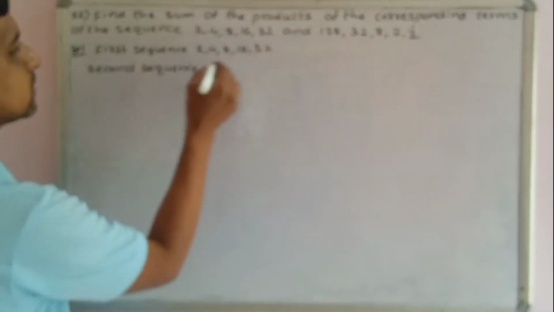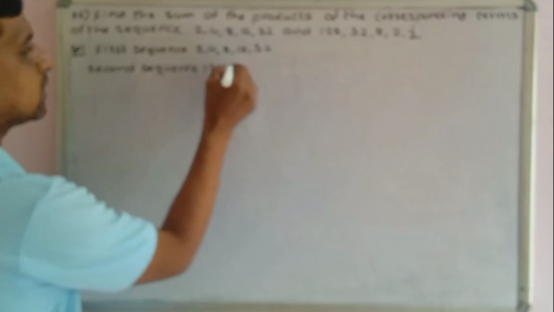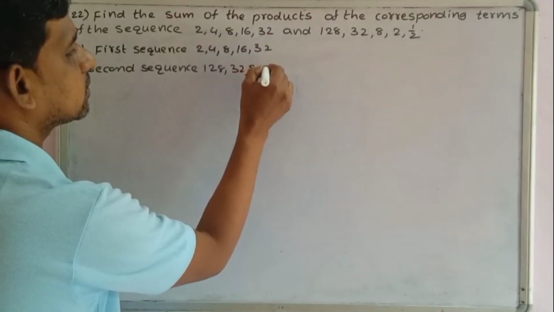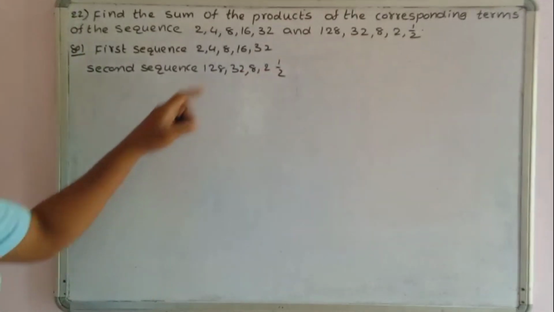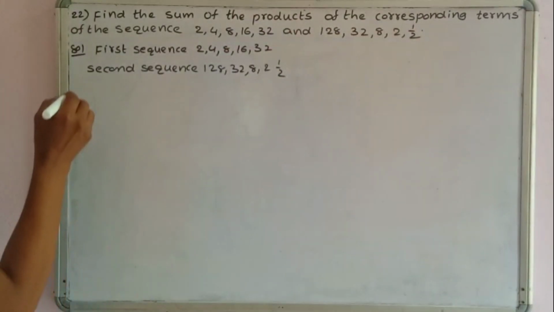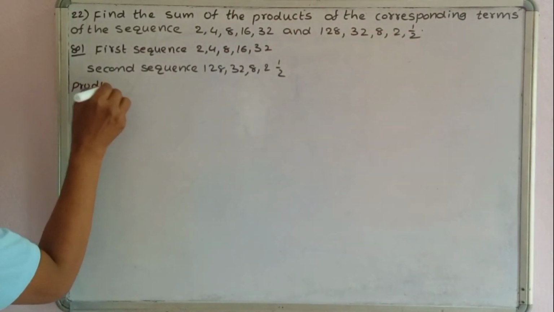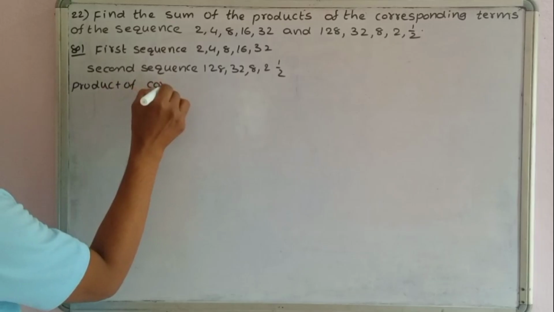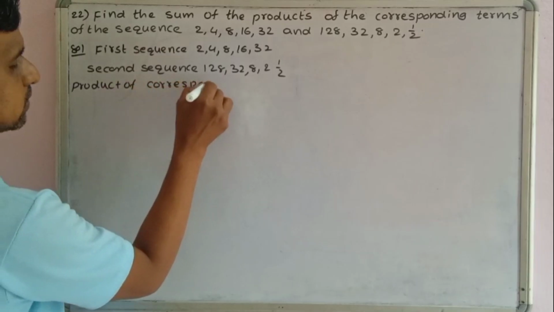Here, what is the first sequence? Given first sequence equals 2, 4, 8, 16, 32. Second sequence is 128, 32, 8, 2, half. Okay. Product of corresponding terms. See the next point.